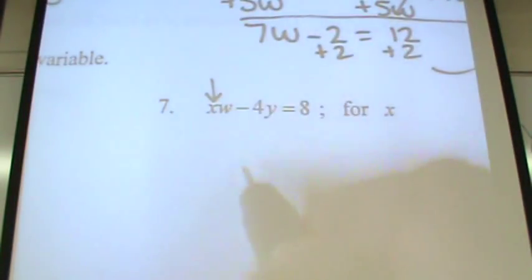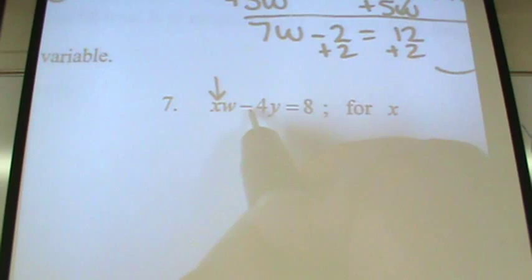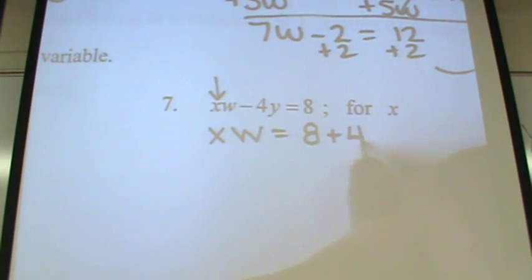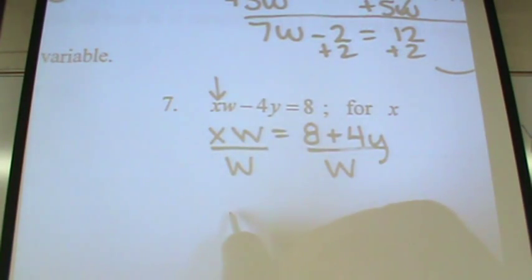Next. Number 7, how do you solve for x? I want to get x alone. So I want to bring -4y to the other side. So you should get 8 plus 4y. And then since I want to get x by itself, I'm going to divide both sides by w. So x is equal to 8 plus 4y all over w.